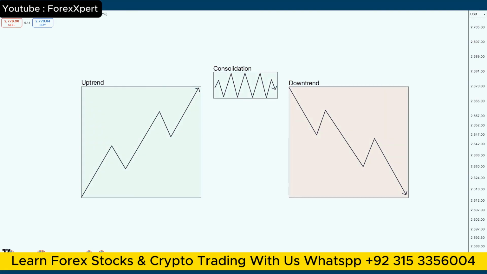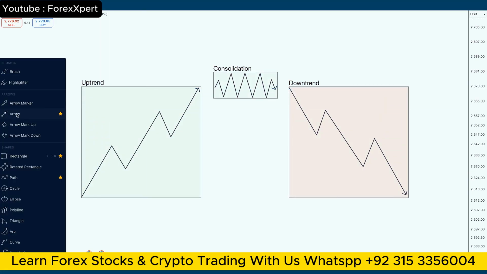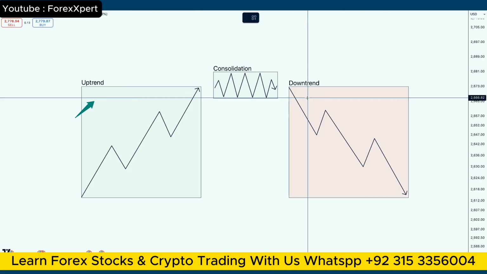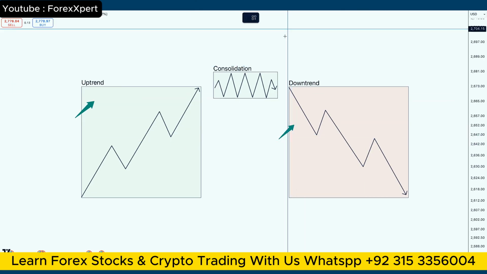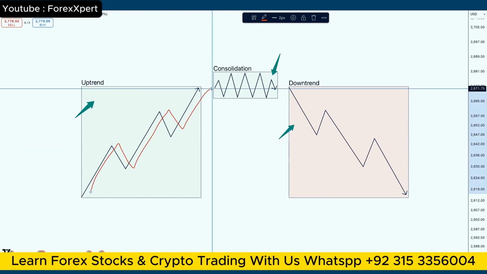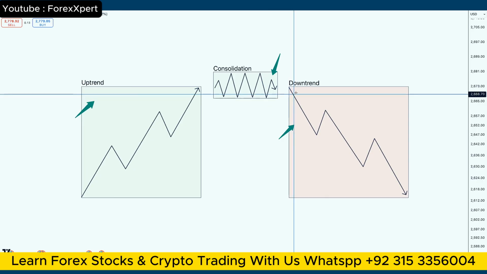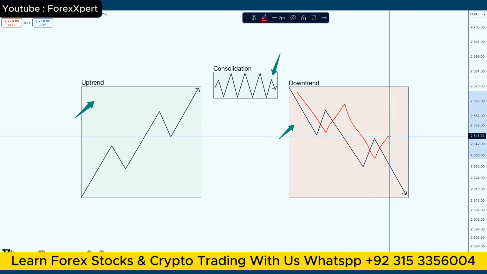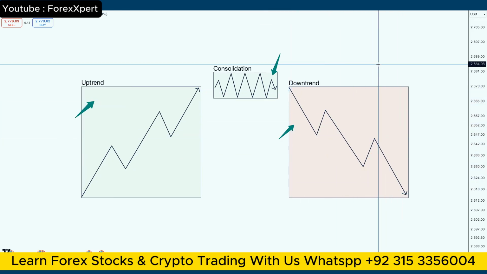Market structure theory suggests that markets move in three phases. We have uptrends, we have downtrends, and we have consolidation. Now, an uptrend is simply a phase where a market is continually moving to the upside. And through an uptrend, we only want to buy a market. A downtrend is the opposite, where a market is continually moving to the downside. And through these markets, we only want to sell.